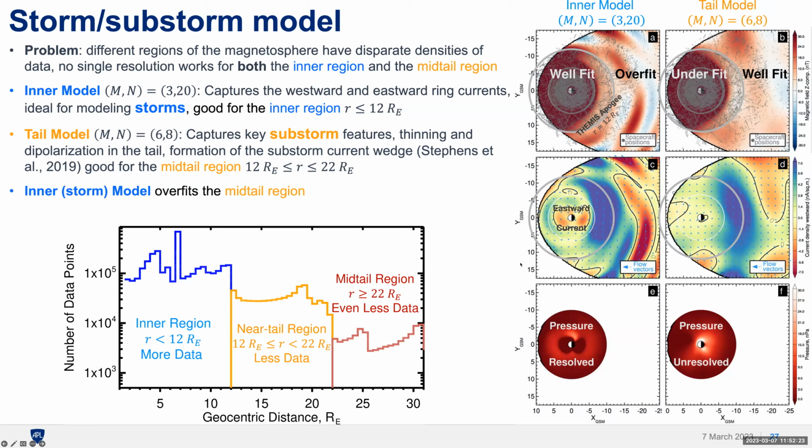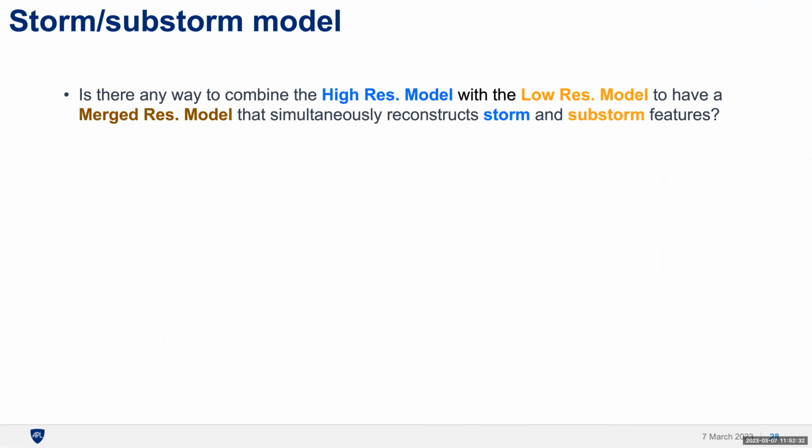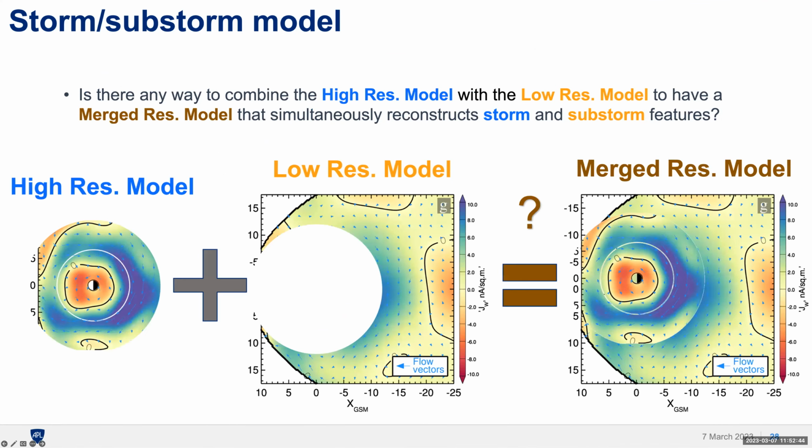So we have this kind of problem that the inner model overfits the tail, and the tail model under-resolves the inner magnetosphere. So the question we had is: is there any way that we can combine these two models so we get a concurrent storm, substorm, inner magnetosphere, tail model together? Basically, we would have this high resolution model in the inner magnetosphere, the lower resolution model in the tail. Is there some way we can merge this together to get a coherent picture, while also keeping the divergenceless nature of the magnetic field and the divergenceless nature of the J field that are built into the structure of our empirical model?